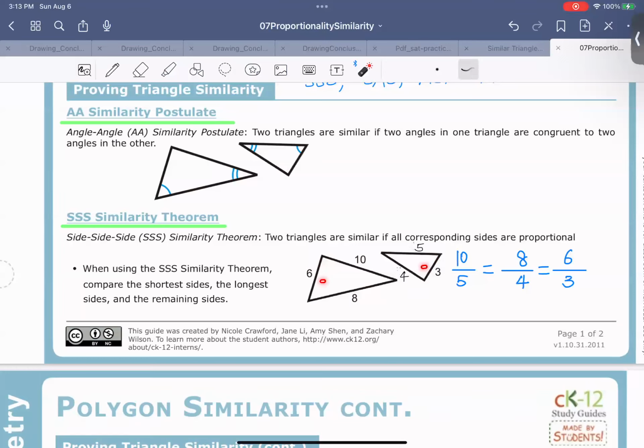For the two triangles, this one is double this one. The shortest one is double the shortest one. The longest one is double the longest one. The middle one is double the middle one. You call this SSS. It says the three side ratios are equal. This is called SSS. Write down this one.